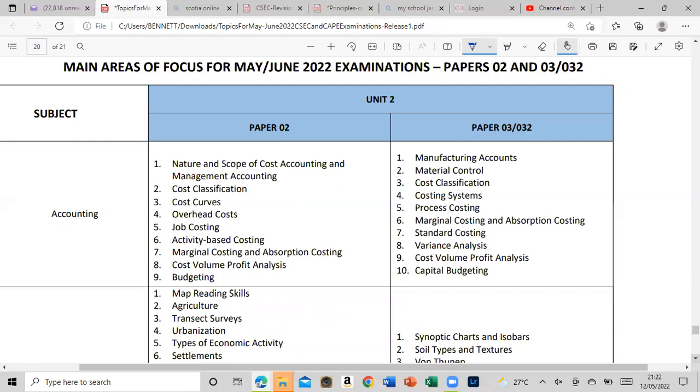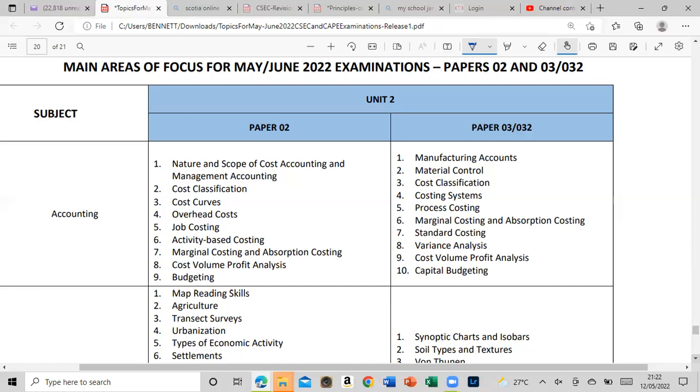So 1, nature and scope of cost accounting and management accounting. 2, cost classification. 3, cost curves. 4, overhead costs. 5, job costing. 6, activity-based costing. 7, marginal costing and absorption costing. 8, cost-volume-profit analysis. And 9, budgeting. And for paper 3: manufacturing accounts, material control, cost classification, cost systems, process costing.